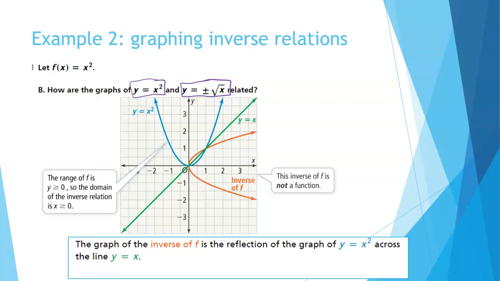Now that line y equals x, the green line here, is helping us see that the inverse is a reflection over that line. So if we were to take and flip this line over the line y equals x, we would get that red line. So that's the relationship there.